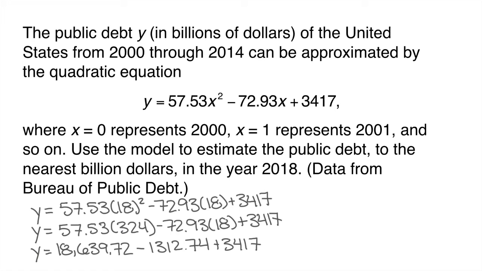Performing the subtraction and the addition, we have y equals 20,743.98. Therefore, the model predicts that the public debt in the year 2018 will be approximately $20,743.98. Therefore, rounding to the nearest $1 billion, the model predicts that the public debt in 2018 will be approximately $20,744 billion.